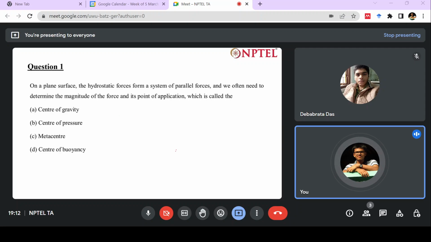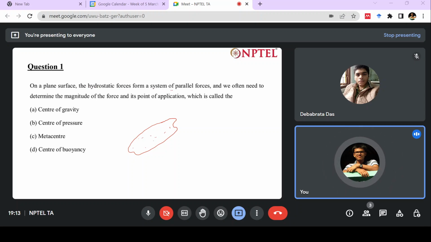So let's first try to understand what the question is trying to say. On a plane surface, so we have a plane surface. What is a plane surface? This basically means that all the points on it lie on the same plane. There is no curvature in it. It lies on the same plane.